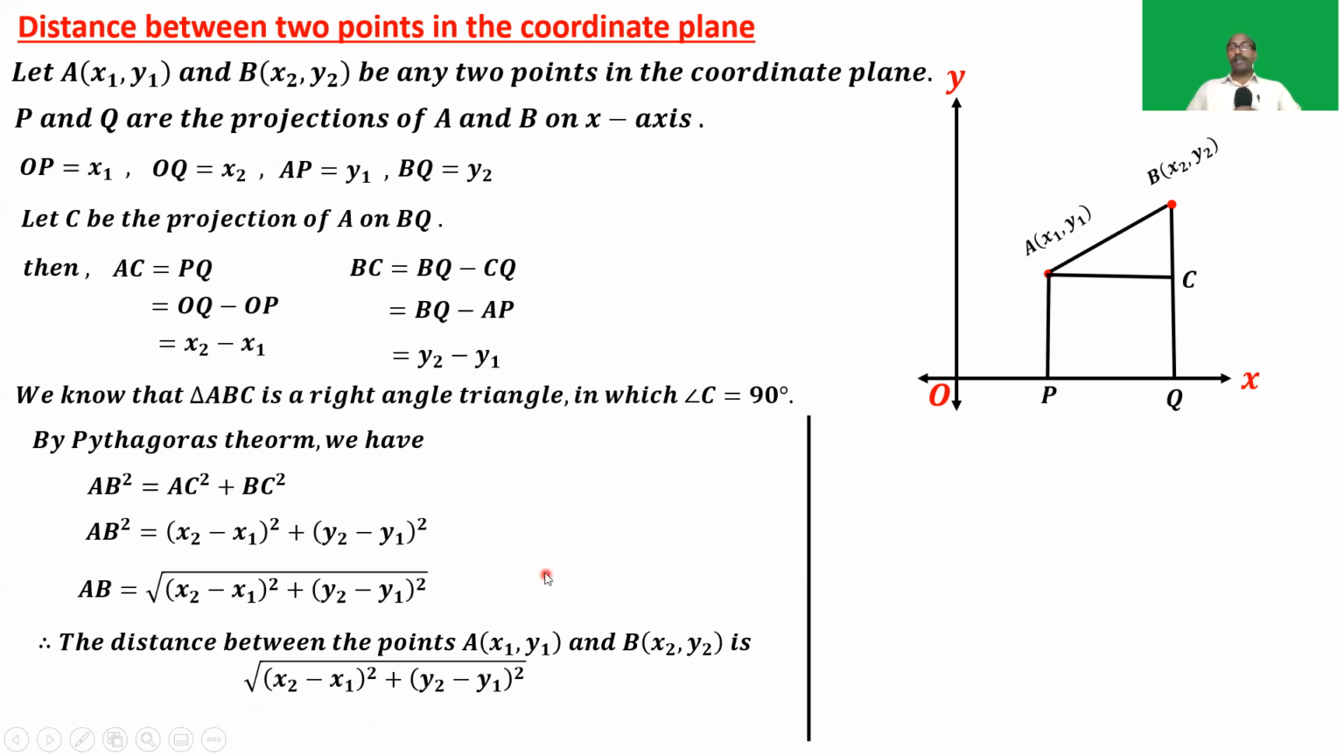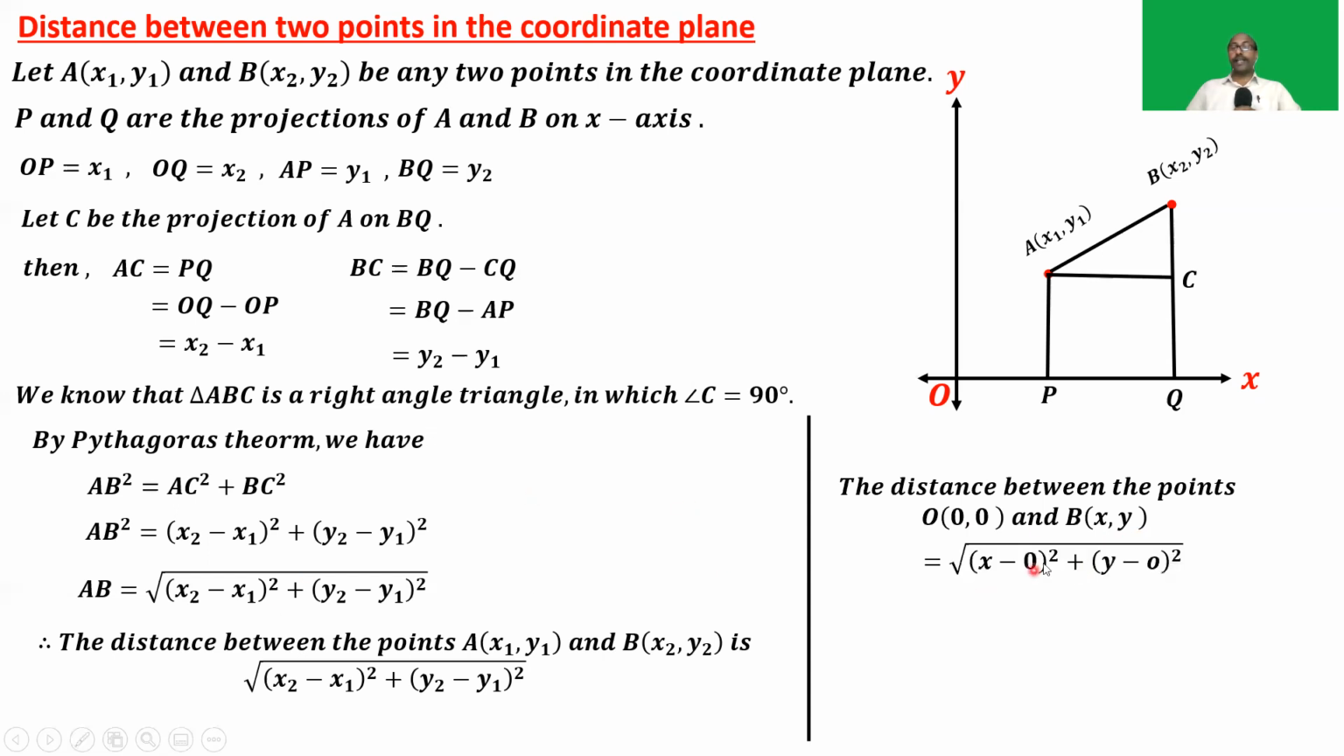Okay, let us find the distance between a point and the origin. Let O be (0, 0) and B be (x, y). Now the distance between these 2 points, using this formula, we can write as under root (x minus 0) whole square plus (y minus 0) whole square, which is equal to under root x square plus y square. So using this formula we can easily find the distance from a point to the origin.